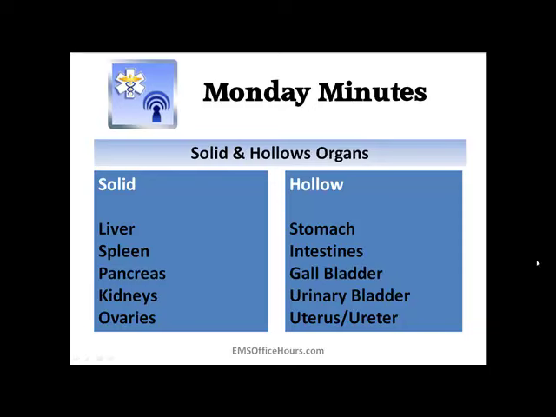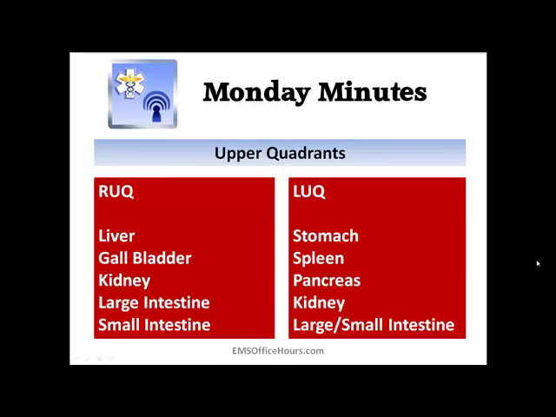So again, go back, look at this video if you have to. Brush up on the hollow versus solid. Brush up on your quadrants. Maybe you can use that SSP when it comes to remembering what's in each quadrant, and help you with your exam.